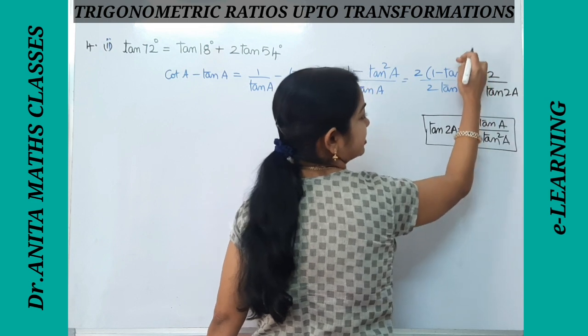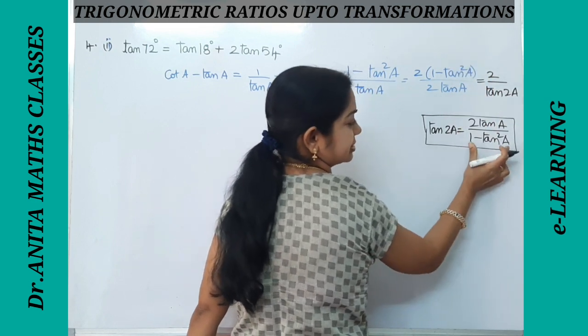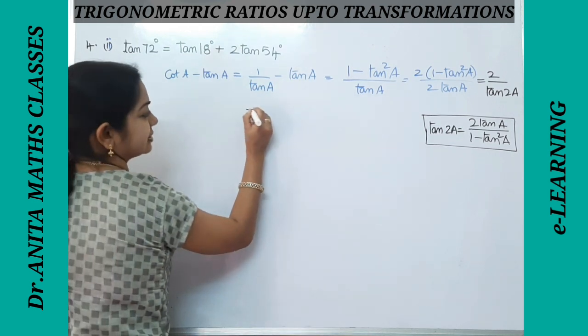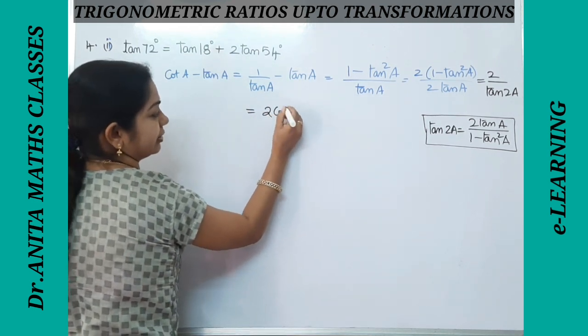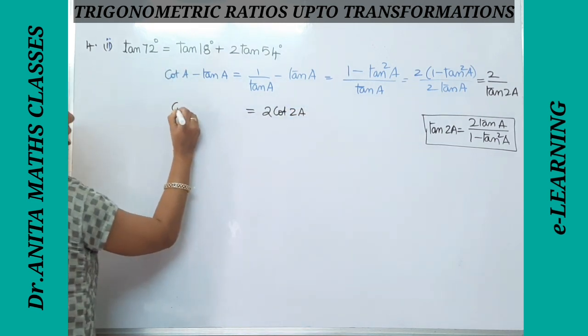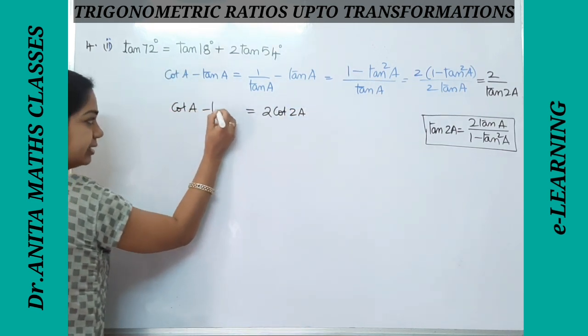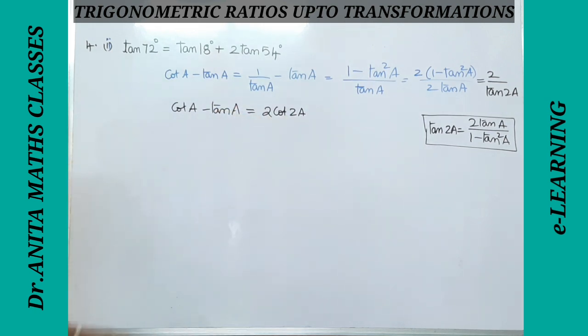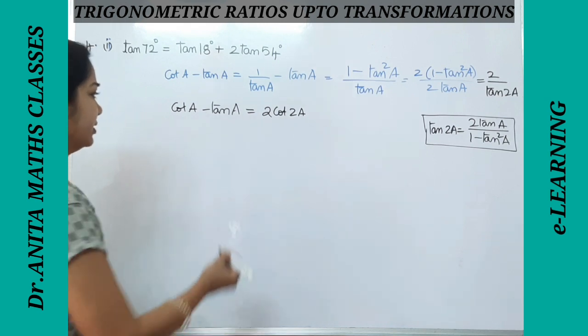Okay. Tan 2a. If this comes down, the formula is 2 upon tan 2a. But I can also write that as 2 cot 2a. If tan 2a comes up, it is cot 2a. So what we got? We started with cot a minus tan a, and we got 2 cot 2a. Right. Here we got this.